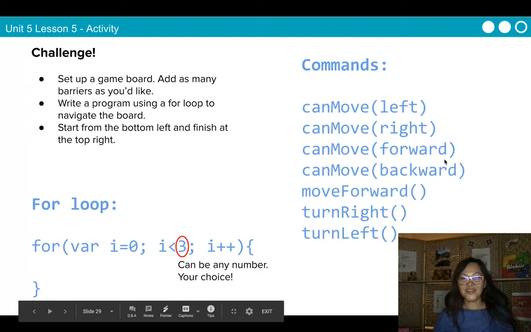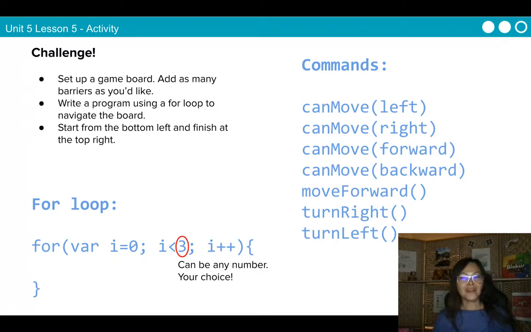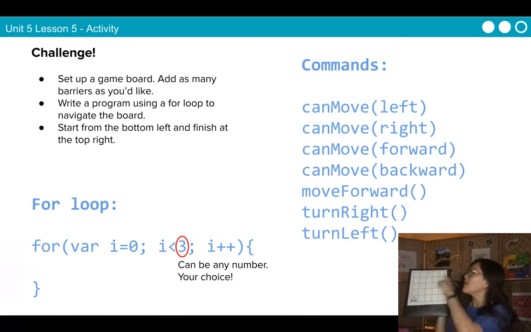Are you ready for a challenge? Set up a game board. Add as many barriers as you'd like. Write a program using a for loop to navigate the board from the bottom left and finish at the top right.